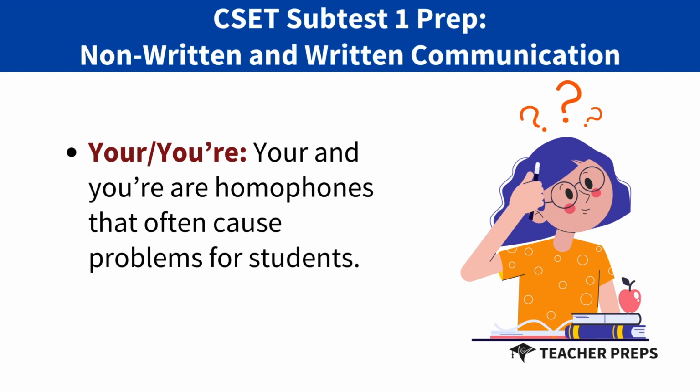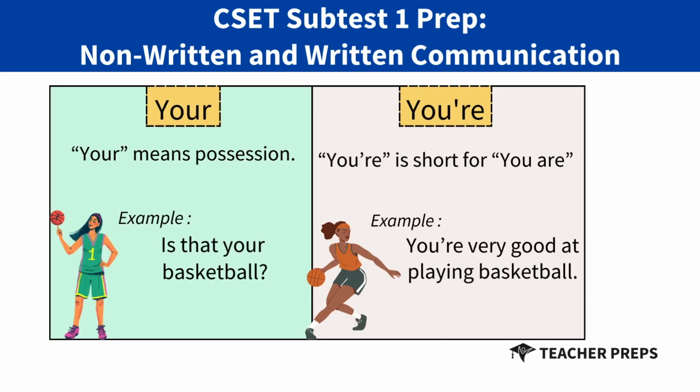Now, remember the difference between your and you're. For example, Y-O-U-R and Y-O-U apostrophe R-E. These are homophones that often cause students problems. We're going to get into this right here. We have your Y-O-U-R on the left and you're Y-O-U apostrophe R-E on the right. Your means possession on the left, whereas Y-O-U apostrophe R-E is short for you are. In the example on the left side, is this your basketball? And on the right side, we have, you're very good at playing basketball.